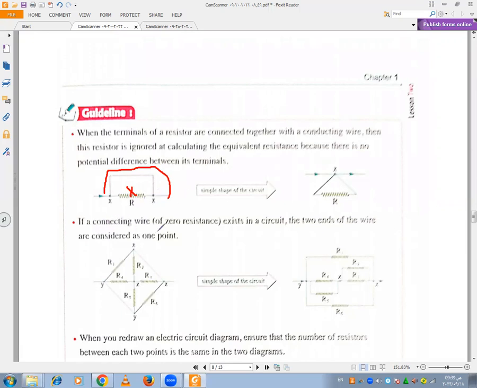If a connecting wire of zero resistance exists in the circuit, the two ends of the wire are considered as one point. This point is X, and this also will be point X. This point is Y, and this also will be point Y. If you want to reach from point Y to point X, you will pass through R1 and R5, or R4, R3, or R4, R2.